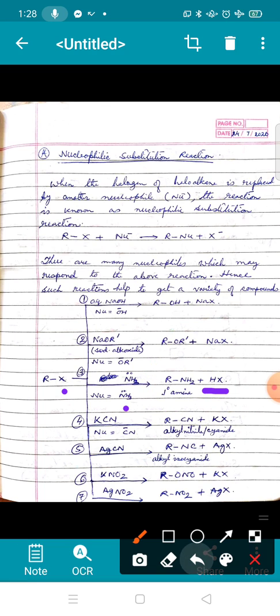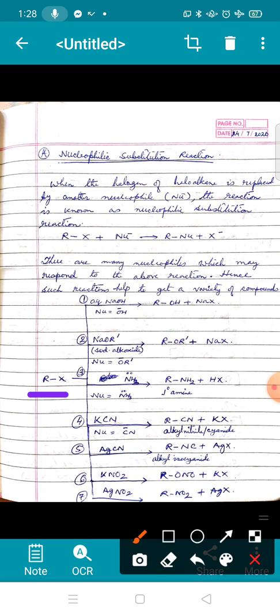Next reaction is with potassium cyanide. Potassium cyanide, the nucleophile is CN- where the negative charge is on carbon. So the product which we get is RCN, called alkyl nitrile or alkyl cyanide. Now this is a very important reagent when we want to increase the number of carbon in the carbon chain.